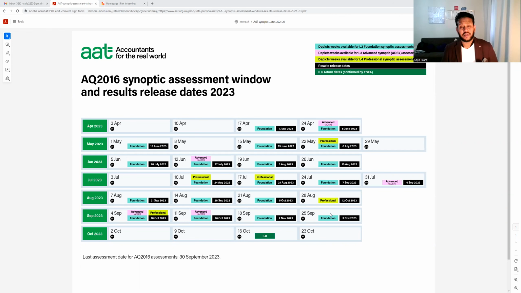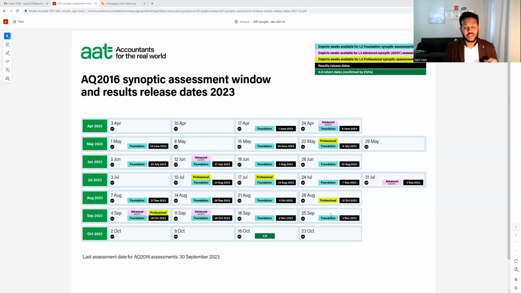And today we're going to discuss a very important topic, and the most important thing for the student who is doing Synoptic. For example, if you are doing level 3 Synoptic or level 4 Synoptic, that could be very important for you to understand. So as you already know, after September, we cannot do any exam for the AAT. So AQS 16, the last exam we can do on 30th of September. After that, no exam can be taken.